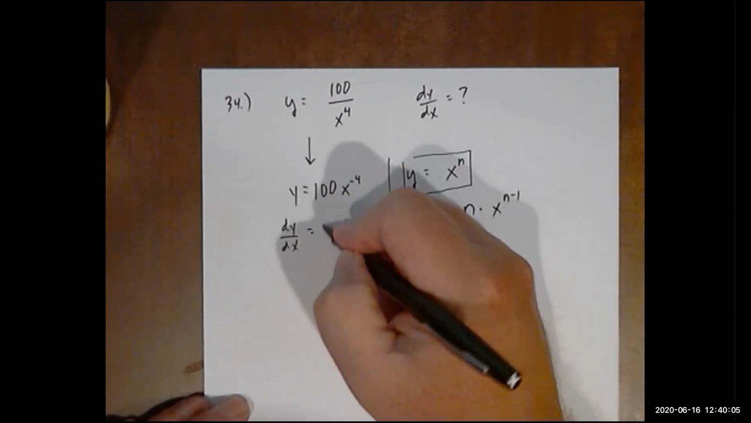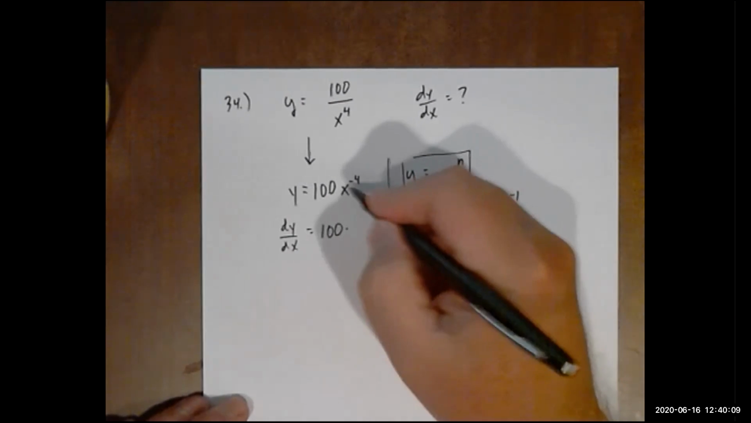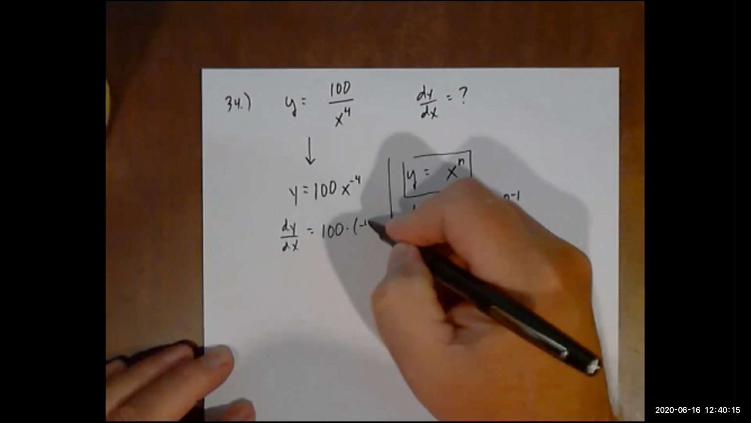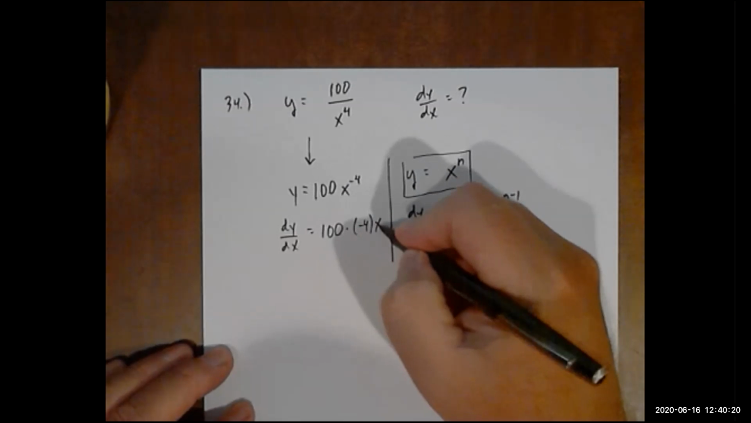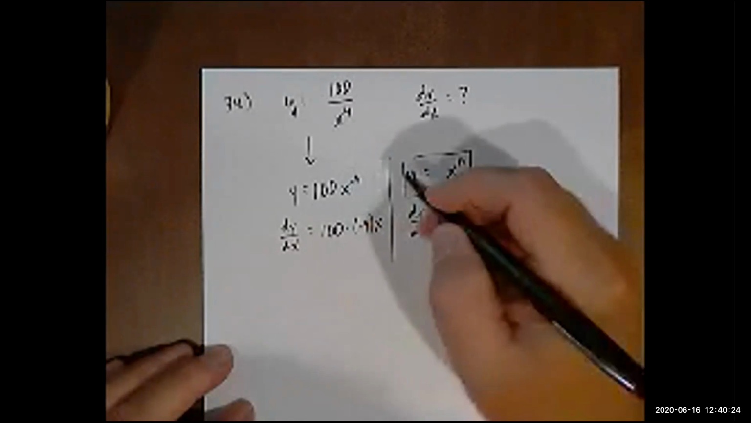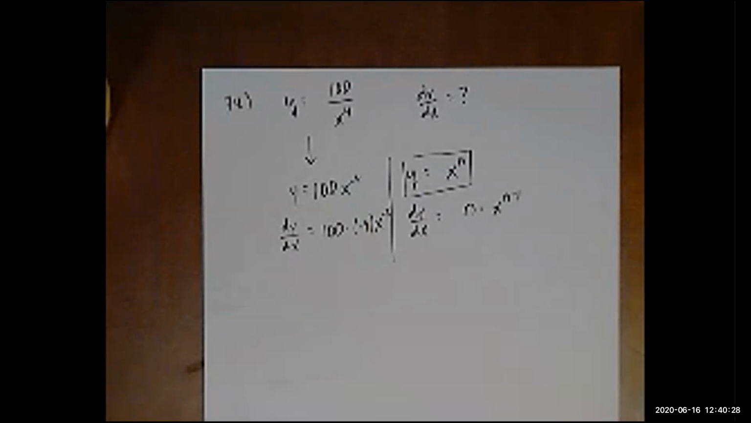The 100 is a constant, it just tags along. Since this is in the form of the power rule, the minus 4 comes down front. You have your x, and then you subtract 1. So what's minus 4 minus 1? It's actually minus 5.